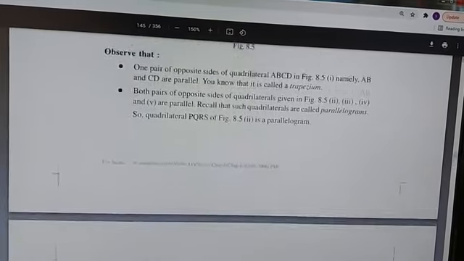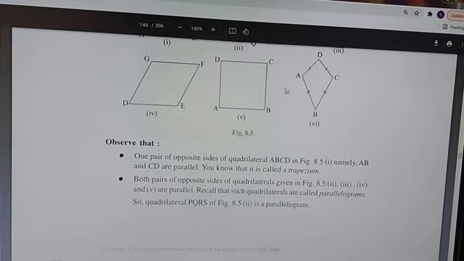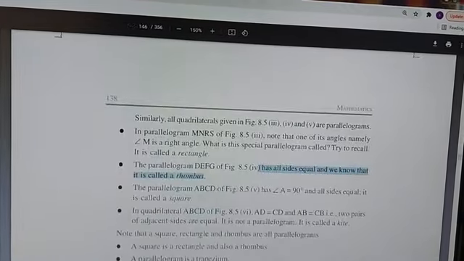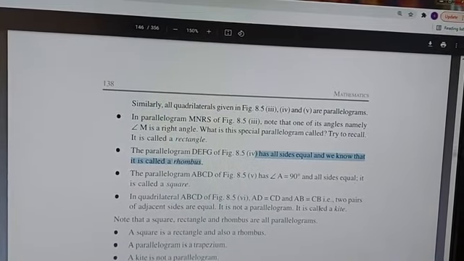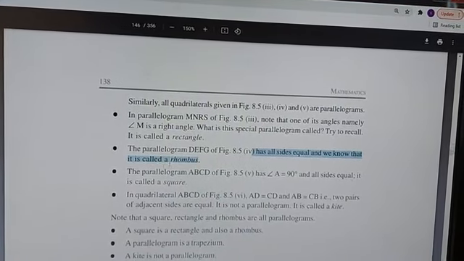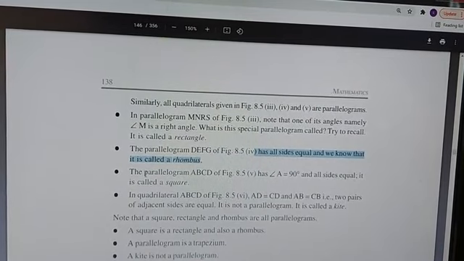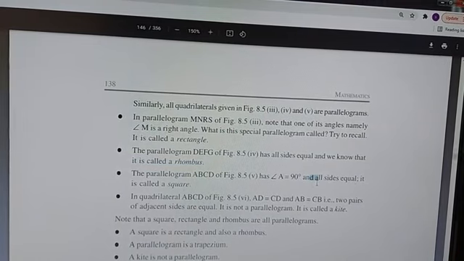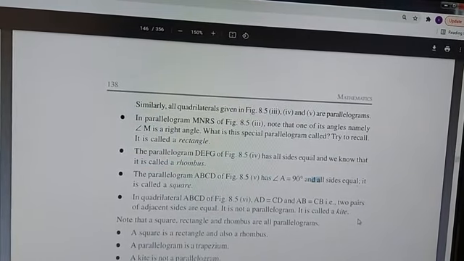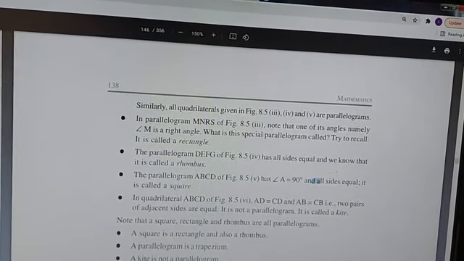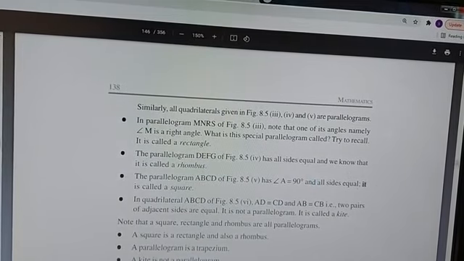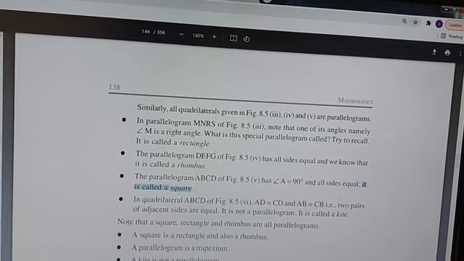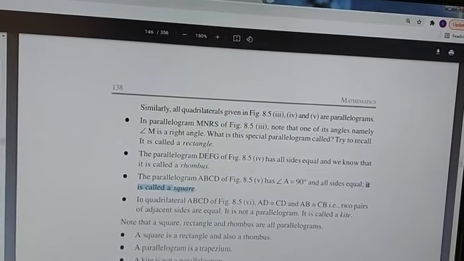The next figure, the fifth one, is square. We know square. For the square, you just write: all sides are equal and all angles are equal to 90 degrees. Then it is called a square.